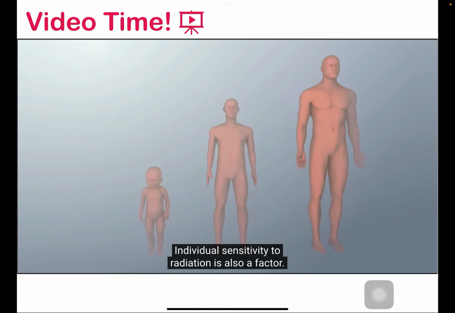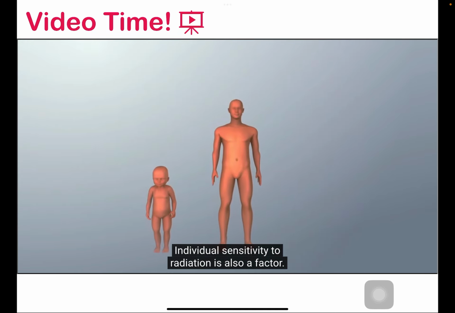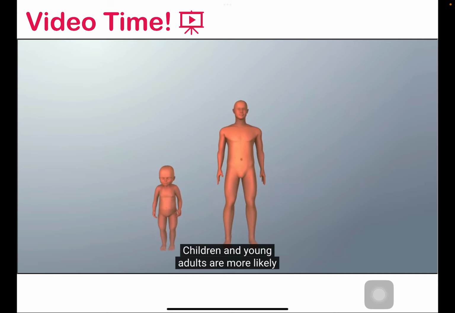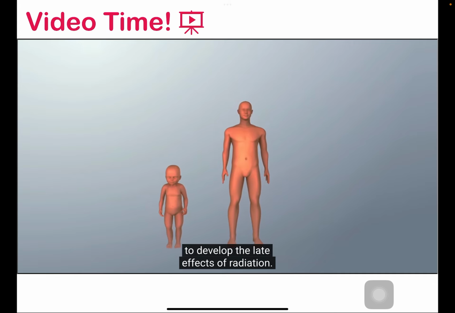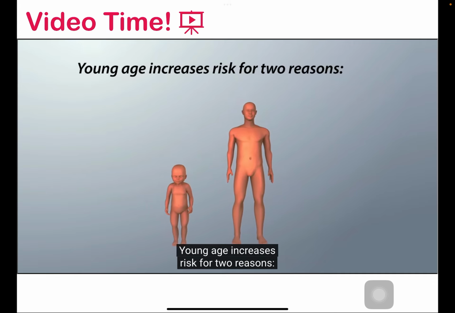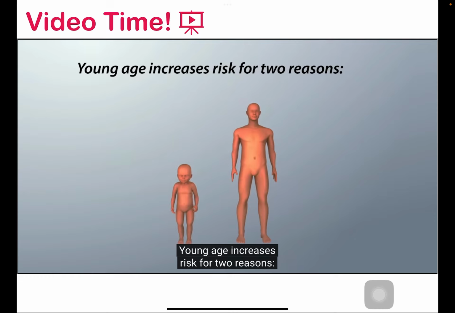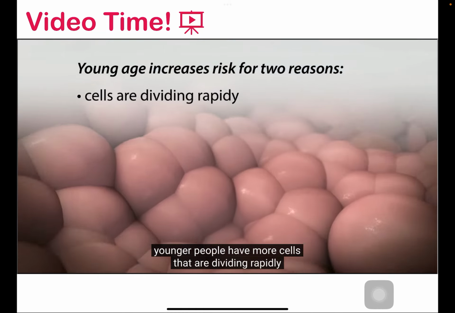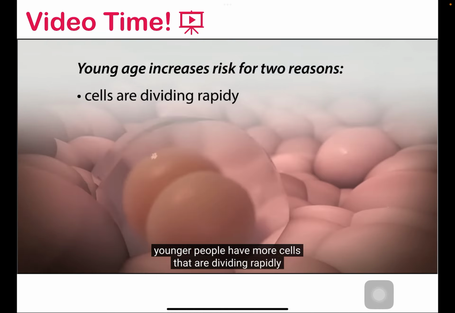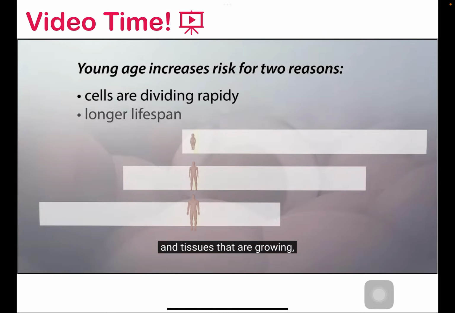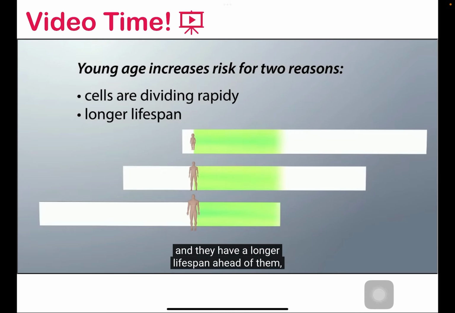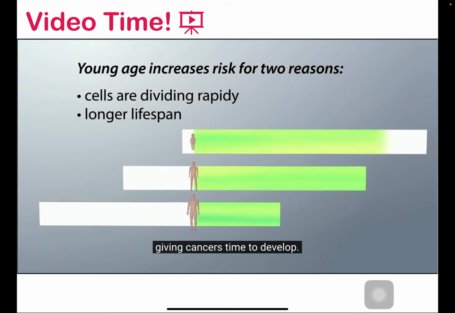Individual sensitivity to radiation is also a factor. Children and young adults are more likely to develop the late effects of radiation. Young age increases risk for two reasons. Younger people have more cells that are dividing rapidly and tissues that are growing. And they have a longer lifespan ahead of them, giving cancers time to develop.